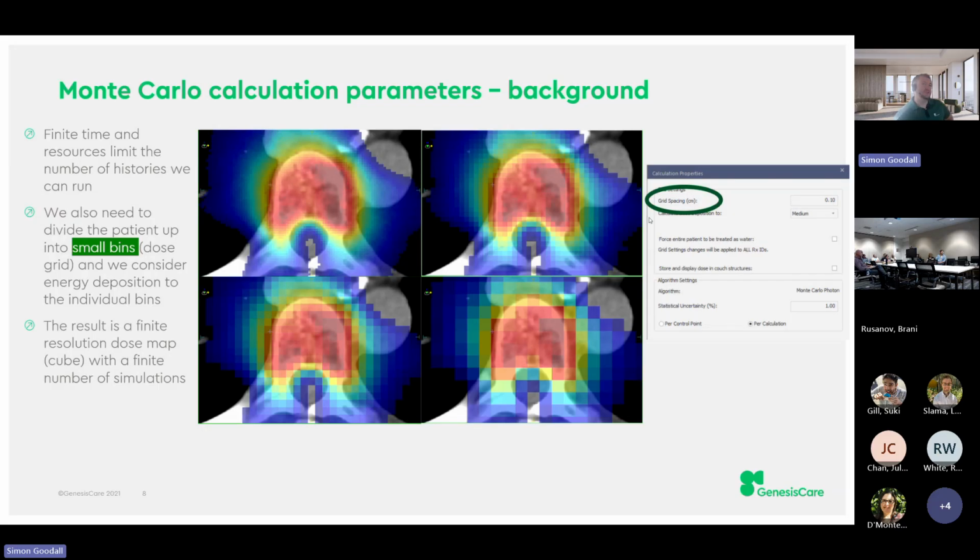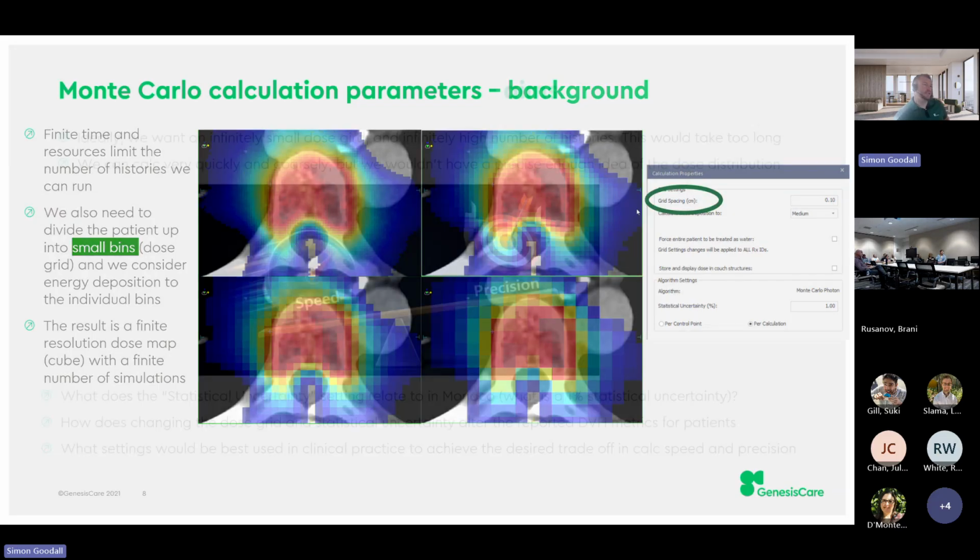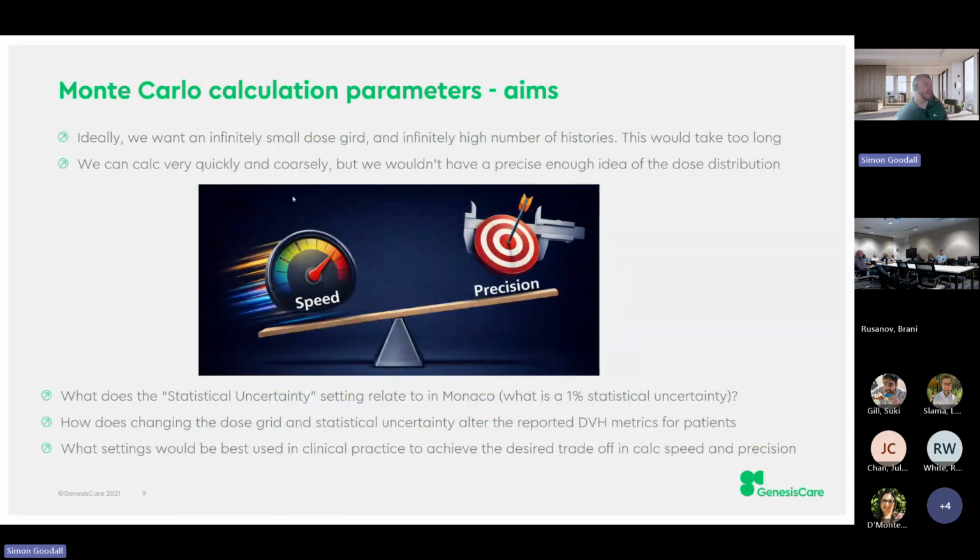So what we want to do is make an assessment of these. We can have an infinitely small dose grid, an infinitely high number of histories, and that's going to give us a super precise calculation with high accuracy. But it's also going to mean that we don't get our patient treated in anywhere near a reasonable time frame, and we can't have the patient throughput that we need in clinical departments. And at the other end, we have very coarse or quick calculations, but they end up being very noisy, and they don't give us a particularly true representation.